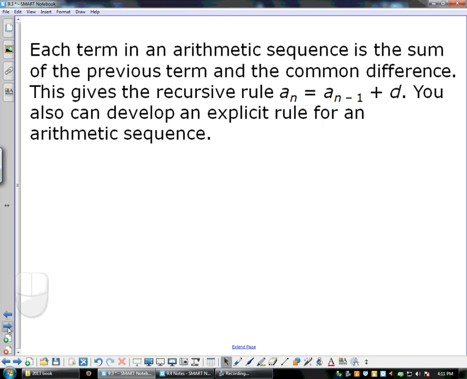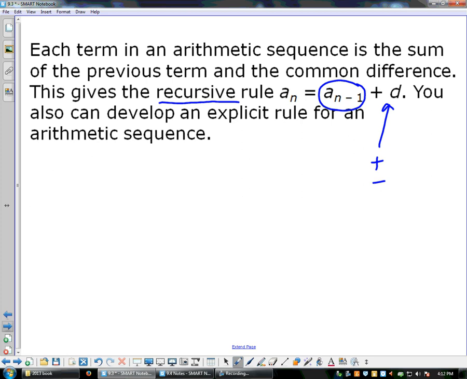Each term in an arithmetic sequence is the sum of the previous term and the constant, or the common difference. So this gives the recursive rule. Remember we talked about recursive already, which means it refers to the value before it. So it gives a recursive rule that a sub n is equal to a sub n minus 1, right there, that's the part that means the previous term, plus d. So we're going to add on the common difference there. Remember, it's okay that d can be positive or negative if your sequence is growing or decreasing.